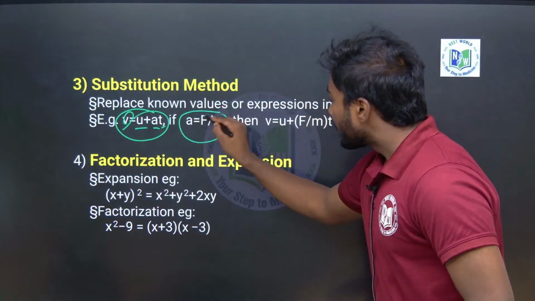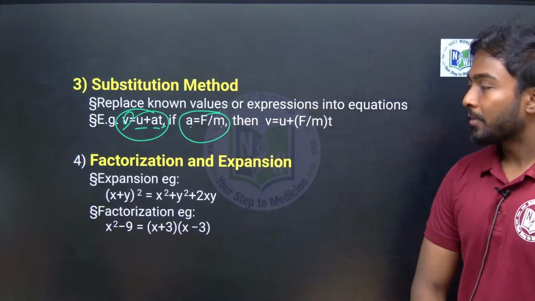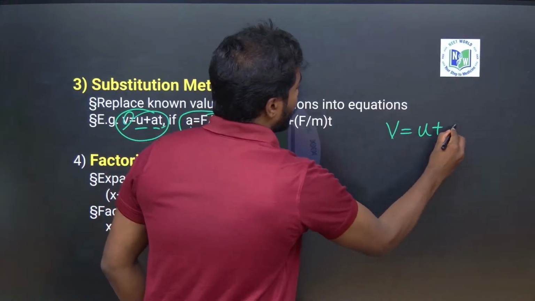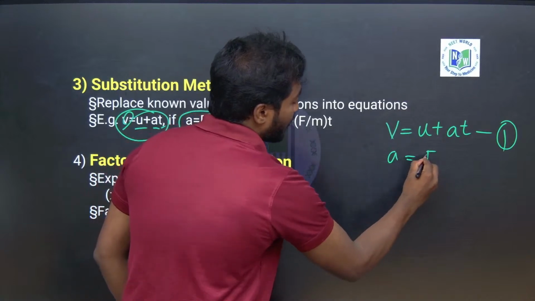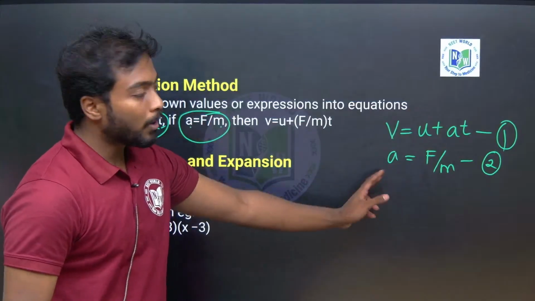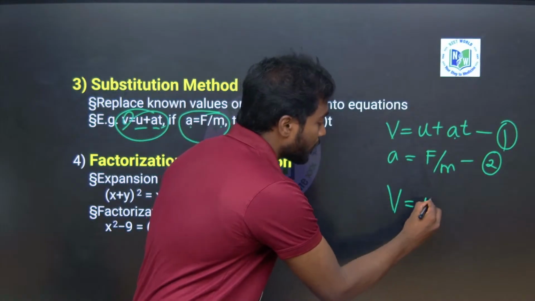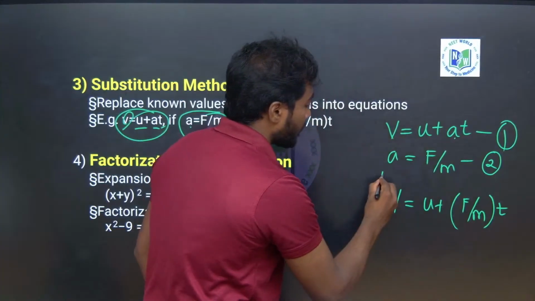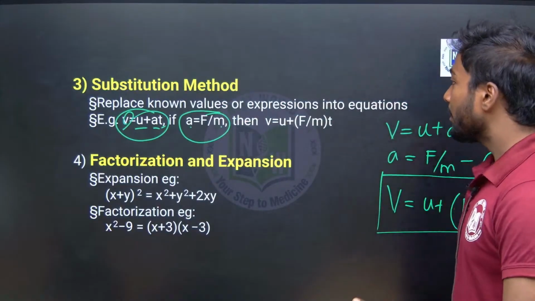Equation number 2 is a is equal to f by m, where a is acceleration and f by m is force by mass. So two equations are there. v is equal to u plus at, equation number 1. a is equal to f by m, equation number 2. So I can take equation number 2 and substitute in equation number 1. So v will be equal to u plus f by m into t. This is how we will substitute when two or more equations have been given.